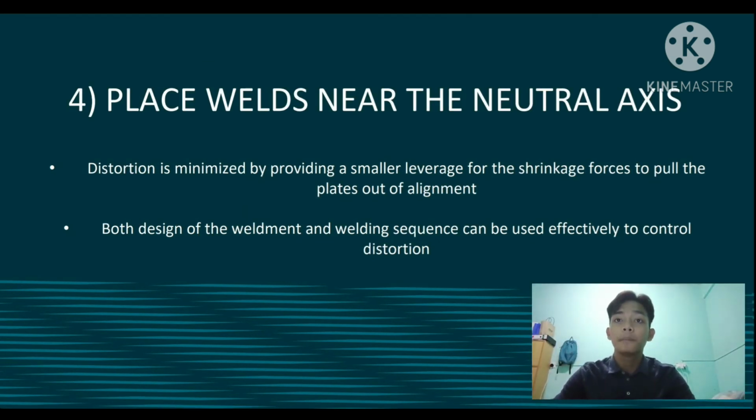Number 4. Place welds near the neutral axis. Number 1. Distortion is minimized by providing a smaller leverage for the shrinkage forces to pull the plates out of alignment. Number 2. Both design of the weldment and welding sequence can be used effectively to control distortion.